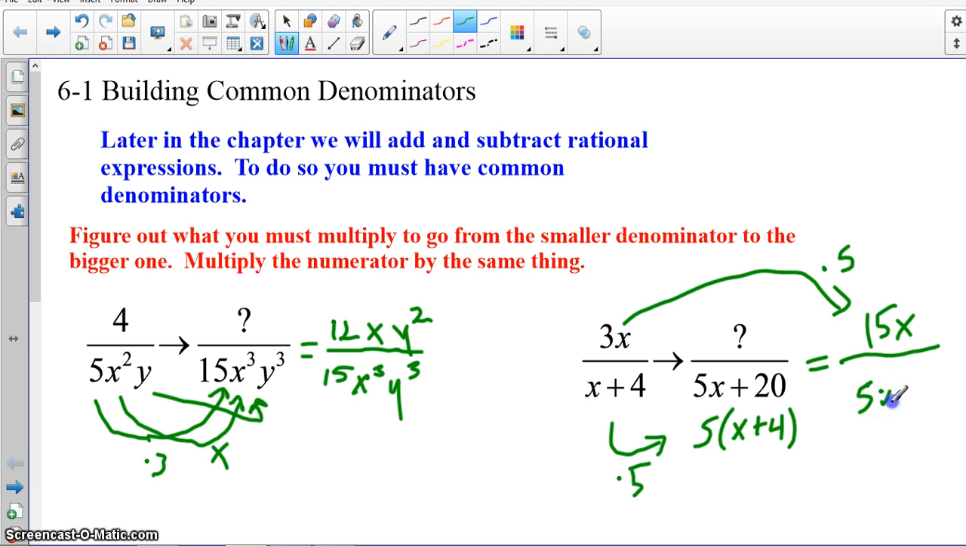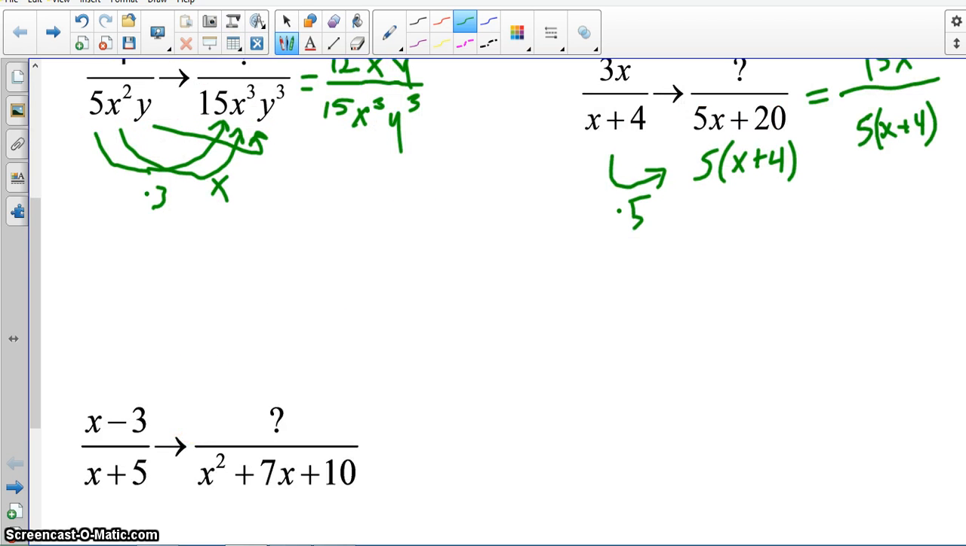You can leave it as 5x plus 20, or you can leave it as factored. Whatever. Resist the urge to cancel the 15 and the 5, because that literally would undo what you just did. And so this is your answer. What goes in the blank here? Apparently it's 15x. So this is all about figuring out what goes in the question mark.